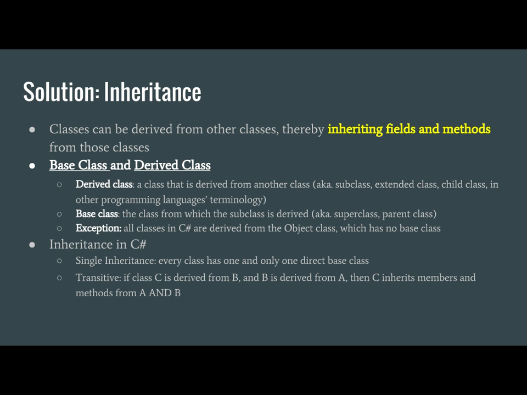Inheritance in C# has a few features. The one thing is it's single inheritance. So every class can only inherit from one class at a time. It cannot inherit from two classes simultaneously. We'll talk about that later when we talk about interface. Inheritance is transitive. What that means is that if class C inherits from B and B inherits from A, then C not only gets attributes and methods from B, but also everything from A.